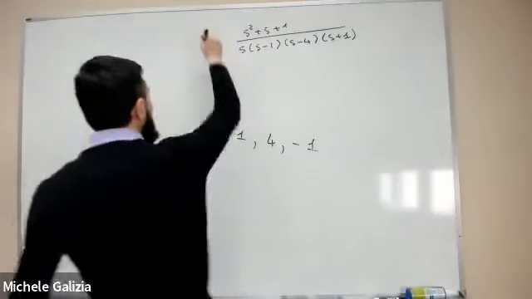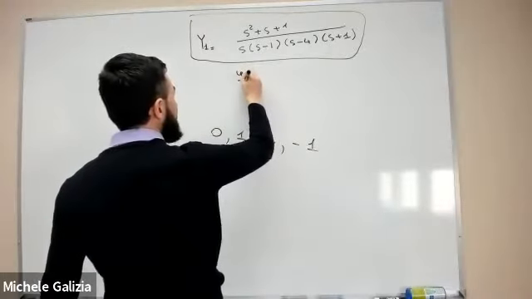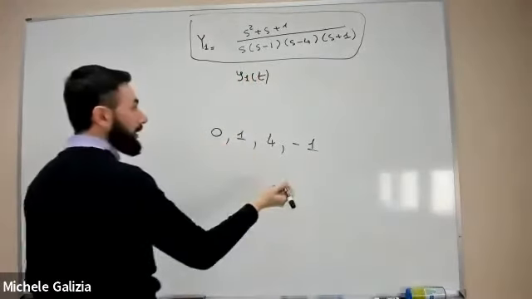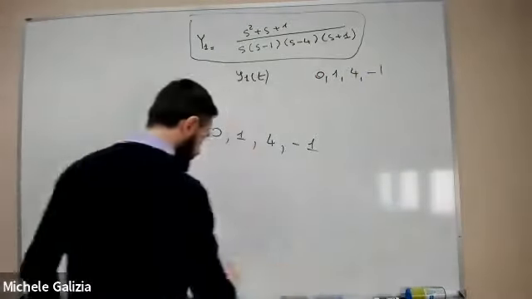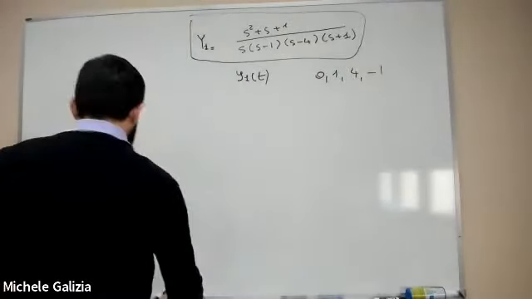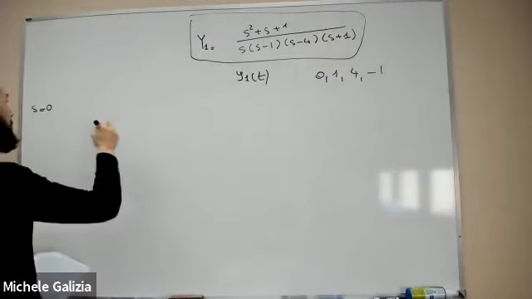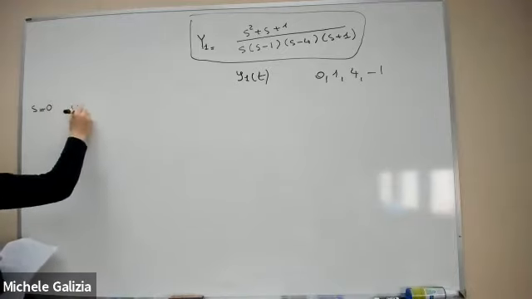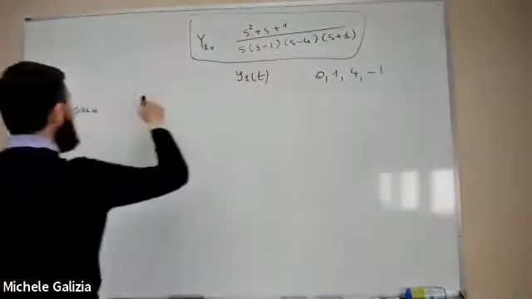So we want to anti-transform this to the time domain to get y1 as a function of time, knowing that the poles are 0, 1, 4, and -1. So, the contribution of the first pole, s equal to 0. The first contribution to y1 is what we call y11. So first Heaviside theorem, numerator calculated in 0, 1, divided.